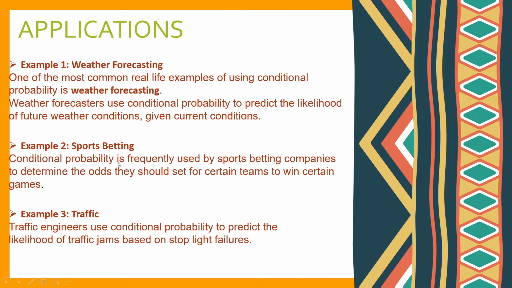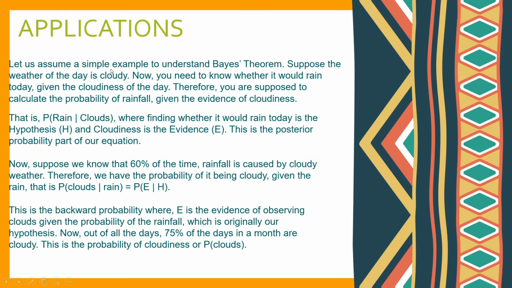And the third one is traffic. Traffic engineers use conditional probability to predict the likelihood of traffic jams based on stop light failures. These are some of the applications.